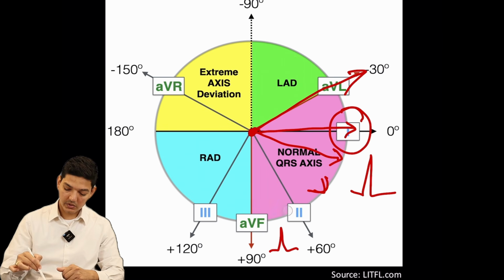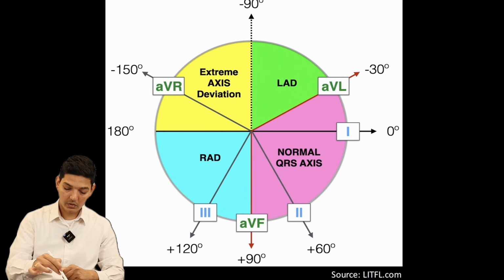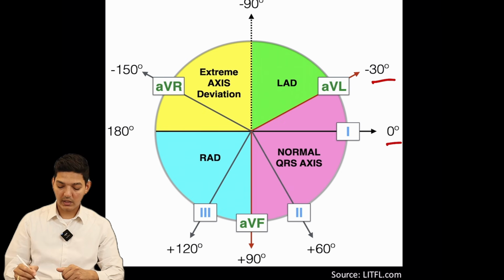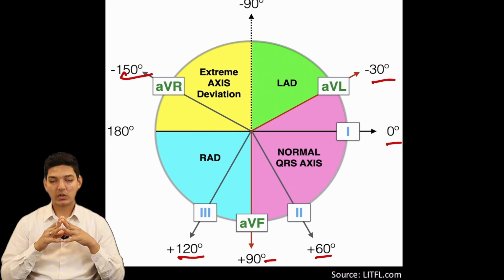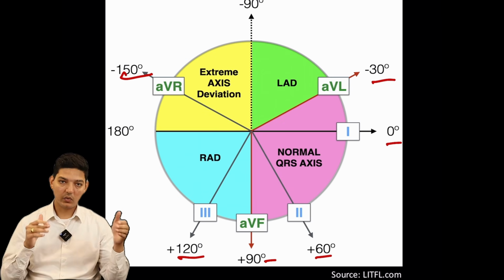Now there are certain numbers on the screen that you absolutely need to remember. Those are -30, 0 degrees, 60, 90 degrees, 120 and -150. These are the positions from where all the limb leads are looking at the heart.